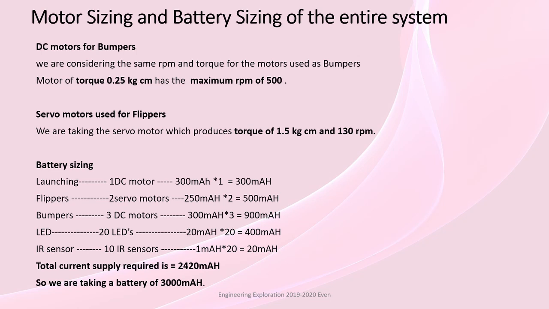Servo motors used for flippers: we are taking servo motors which produce torque 1.5 kg/cm and 130 rpm. Battery sizing: for launching the ball we need one DC motor, for flippers we need two servo motors, and for bumpers we need three DC motors. And we are taking 20 LEDs and 10 IR sensors. So the total current required is 2420 mAh, so we are taking a battery of 3000 mAh.